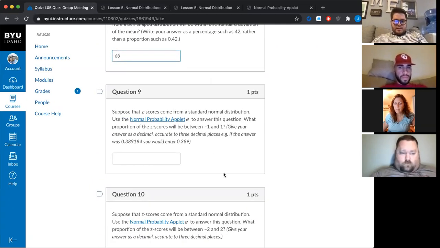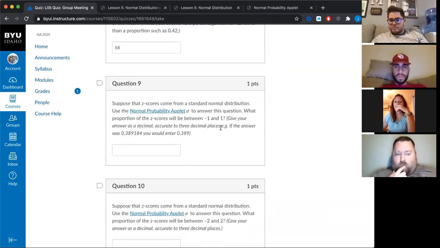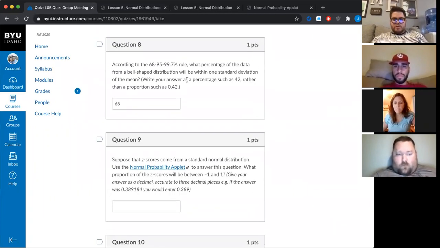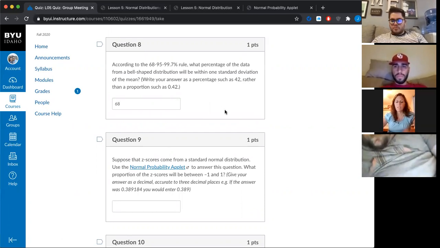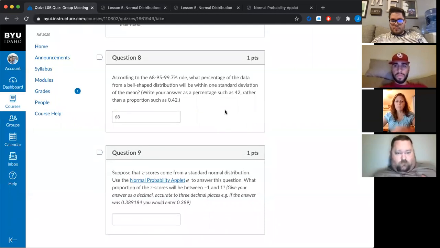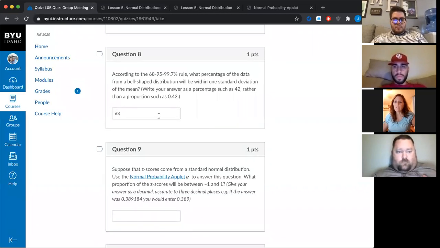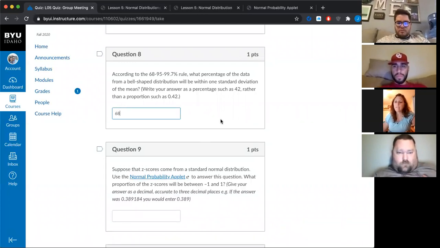Okay. Question 9 says, suppose that z-scores come from a standard normal distribution. So you just did 0.68, right? No, it says write your answer as a percentage, such as 42, rather than a proportion, such as 0.42. Sorry, I skipped ahead and just read the last part. No problem. So you put in 68%? Oh, no. Okay, sorry. Got it. It says write as a regular number. So just 68.